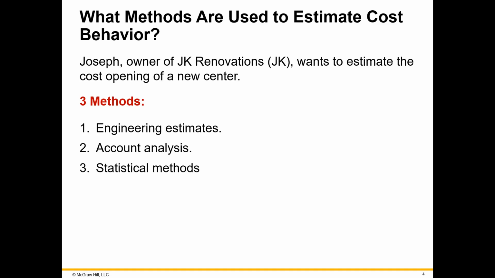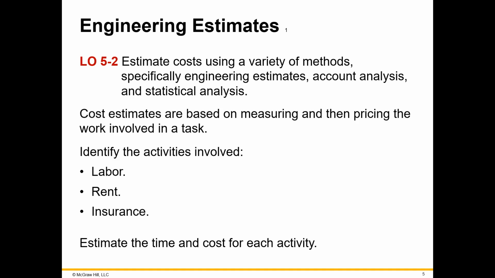We're going to look at 3 different methods of estimating costs: engineering estimates, account analysis, and statistical methods. The first method is the engineering method. The book gives an example of this type of method being used to estimate the cost of a new renovation center. So if you have an existing building and you're trying to renovate it, you're going to look at things like the size of the center.